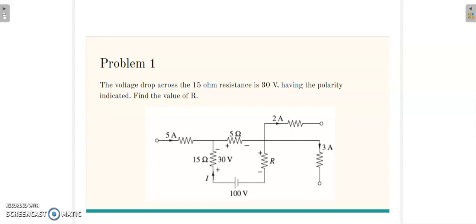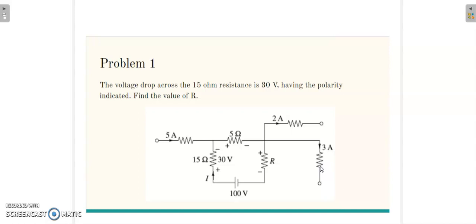As you can see, here is the 15 ohm resistance and across which there is a 30 volt voltage drop. These are the things given in the problem. Besides that, the current flowing through this first branch is 5 ampere. Current flowing through this branch is I. Here it is 2 ampere and in this branch it is 3 ampere. So with this information given, we have to solve to find the value of resistance R.